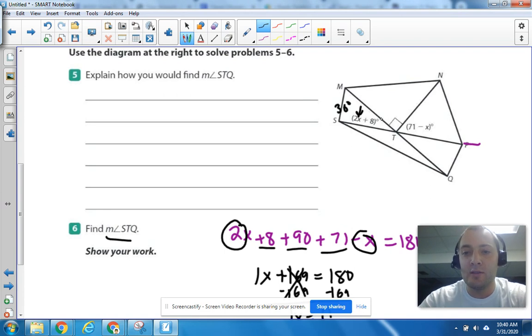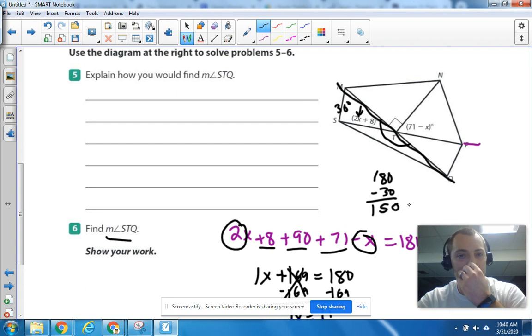And I know that these two also make a line right here. So those two also have to add up to 180. So if I take 180 minus the 30, I get my measure of angle STO. So that's 150 degrees.